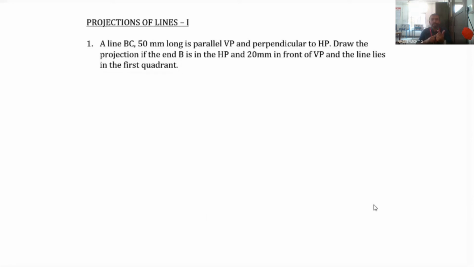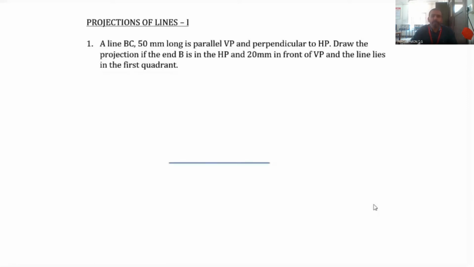Then draw the projection if the end B is in HP. So end B is in HP, that is the fourth information. And the point B is 20 millimeter in front of VP, that is the fifth information. So five informations are there, at least five informations that are required, and hence there will be only a unique solution in this particular problem.